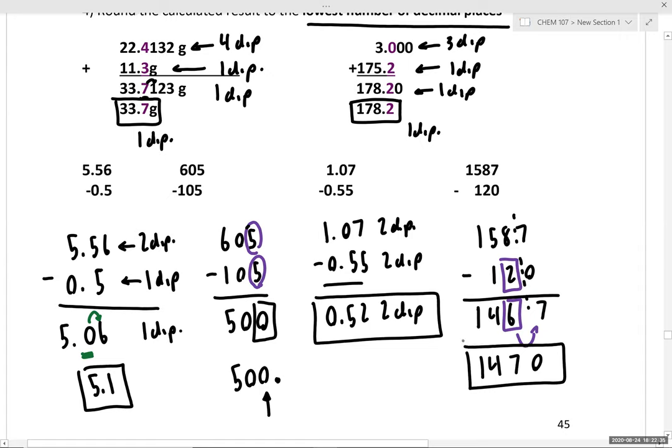Do these examples make sense to everyone so far? Any questions on these examples?